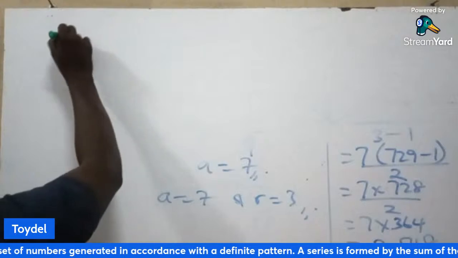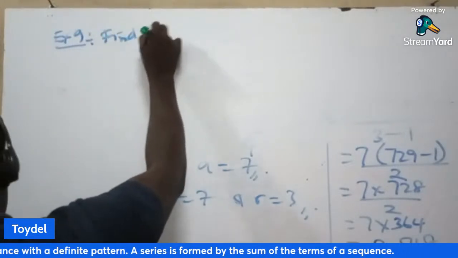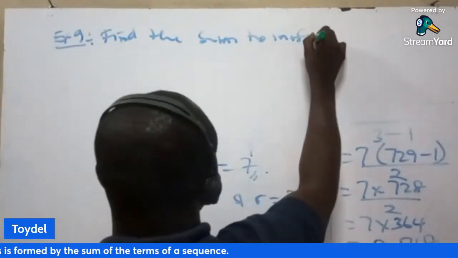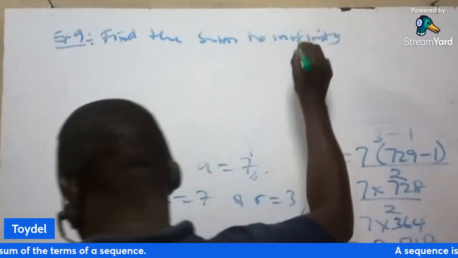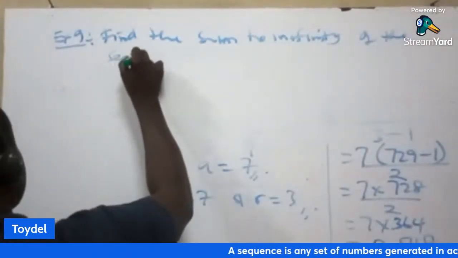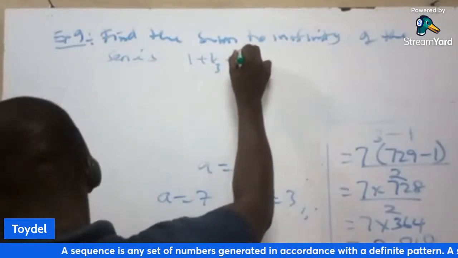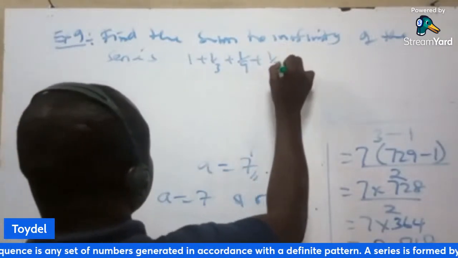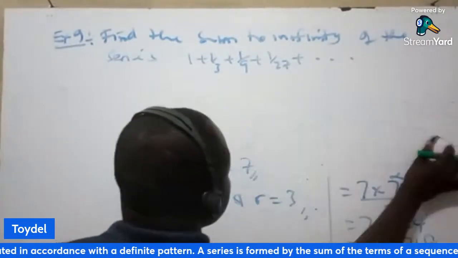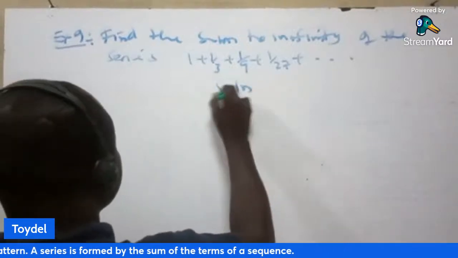So I will give the last example for today, and that is under sum to infinity. Example 9. Find the sum to infinity of the series 1 plus 1 all over 3 plus 1 all over 9 plus 1 all over 27 plus dot dot dot. So in this case, of course, we know the formula when we have sum to infinity.